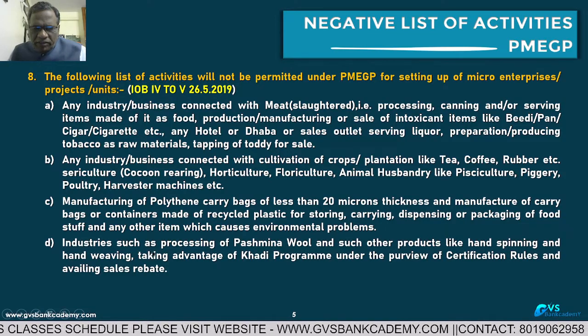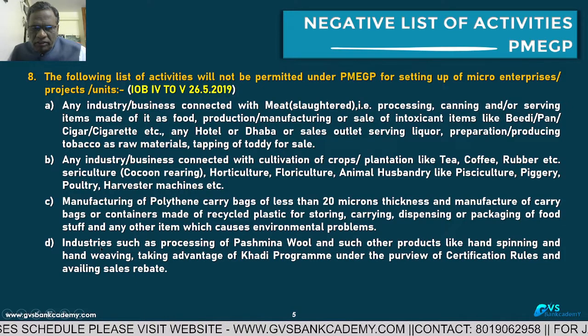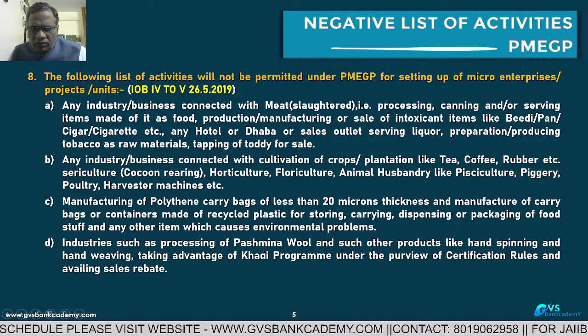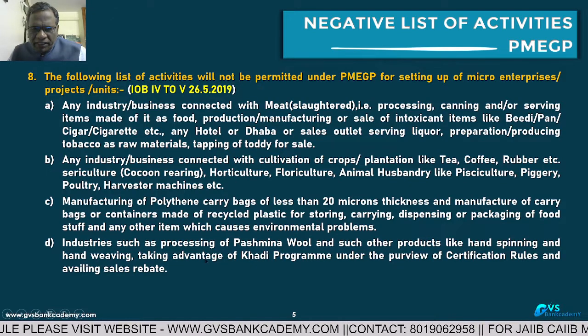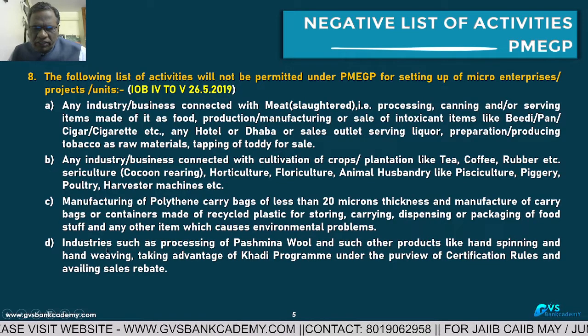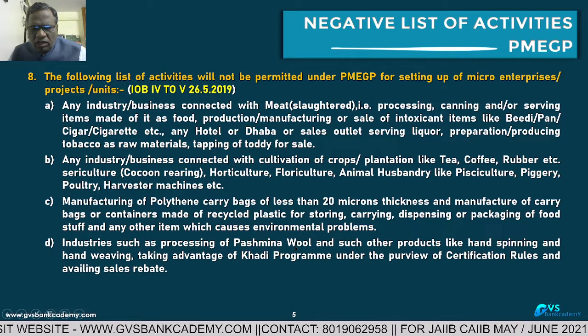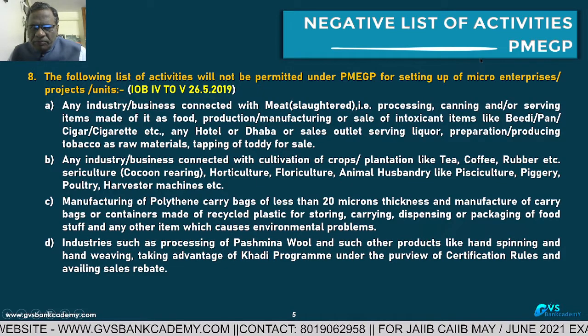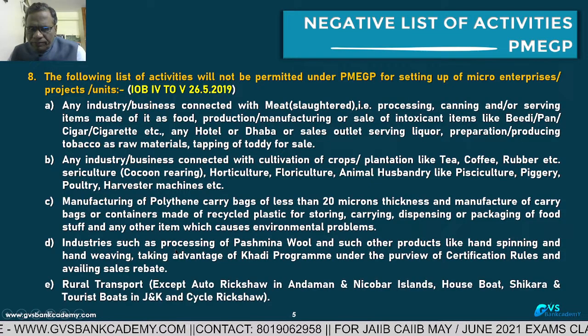Fourth point: industries such as processing of pashmina wool, and other products like hand spinning and hand weaving taking advantage of a Khadi program, are also not allowed. Industries related to processing of pashmina wool are not covered under PMEGP loans.